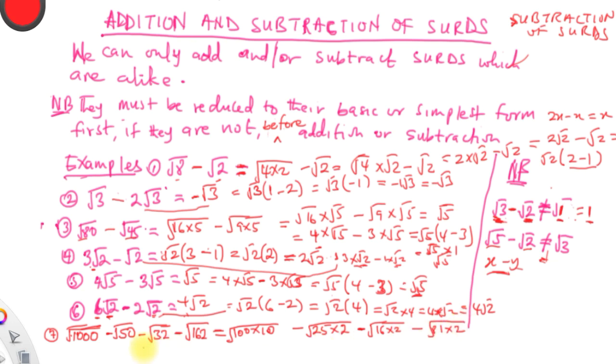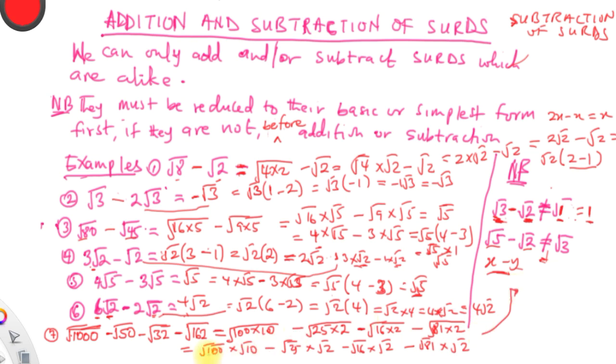So it is equal to the square root of 100 times the square root of 10, and then minus the square root of 25 times the square root of 2, minus the square root of 16 times the square root of 2, minus the square root of 81 times the square root of 2. Okay, so let us come up here.